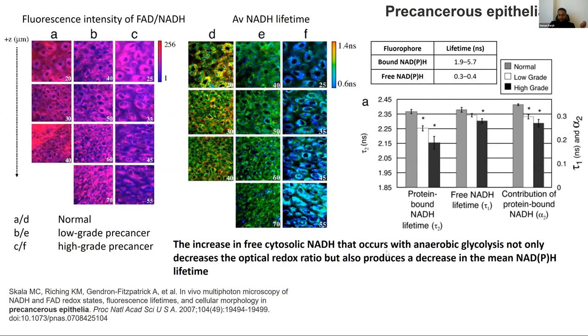in precancerous epithelial cells. And so this is your intensity ratio, optical redox ratio, as I mentioned before. This is the average lifetime. And as you see from normal, A and D, to as you are going low grade and high grade precancerous tissues, and going in depth because there's less availability of metabolic oxygen, you see the average lifetime going down. You also see the redox ratio goes down.